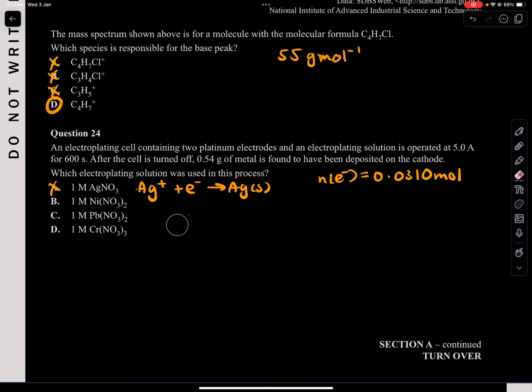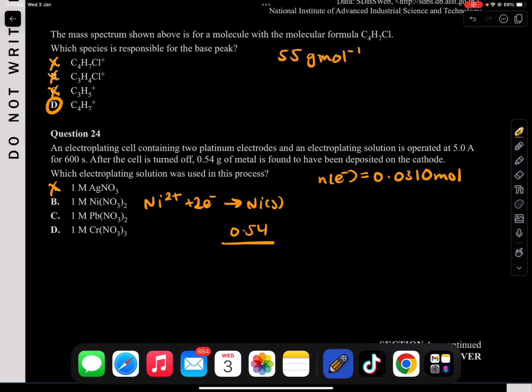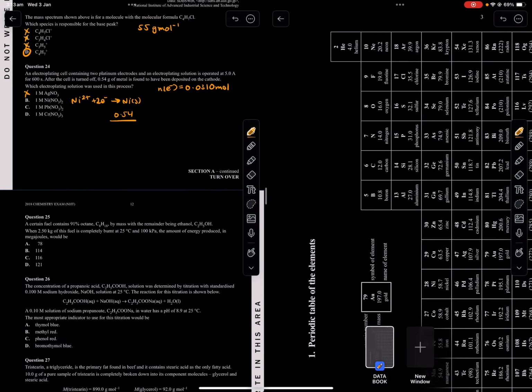So let's try the next one. The next one is, of course, nickel, which has Ni2+ plus 2 electrons becomes nickel solid. So imagine we have nickel solid, so 0.54 grams divided by the molar mass of nickel. So nickel has what?